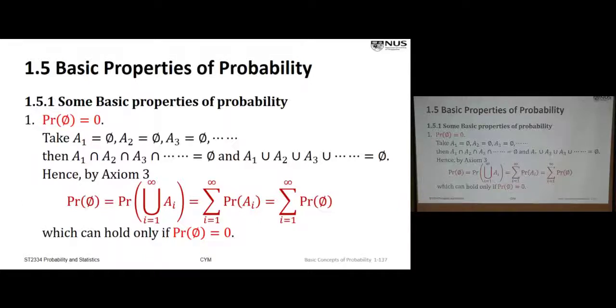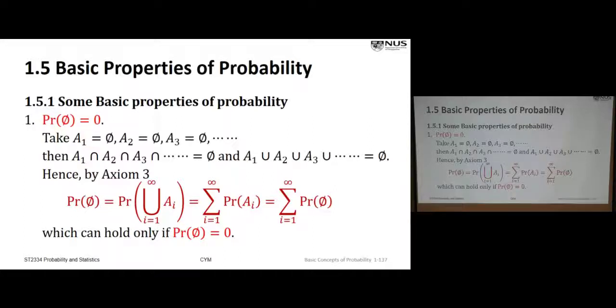Now all these basic properties can be derived from the axioms of probabilities, the three axioms. The first one, we know that probability of the empty set is equal to 0. It means that the probability of an impossible event or null event is 0. But how to show that? How can we derive it?